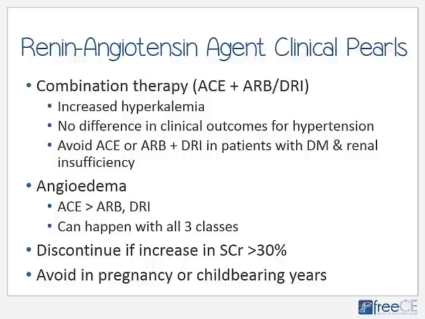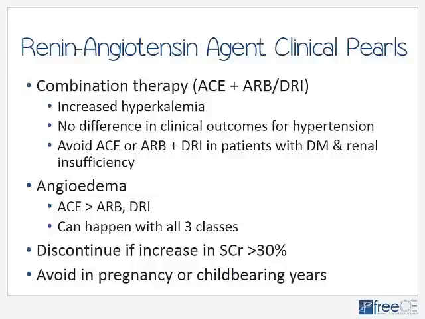Avoiding the use of ACE inhibitors or angiotensin receptor blockers in combination with the direct renin inhibitor aliskiren in patients with diabetes and renal insufficiency is a very strong recommendation that came from a trial that was released. It's not specifically addressed in the JNC-8 guidelines, but I do want to remind you of that. You should not combine a direct renin inhibitor with either an ACE inhibitor or an ARB in those patients.